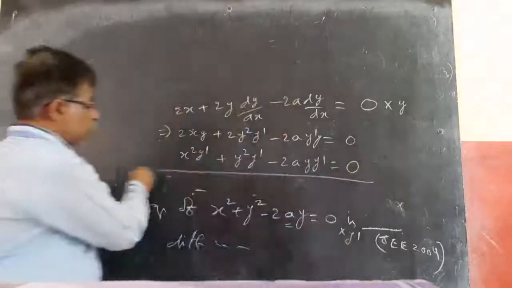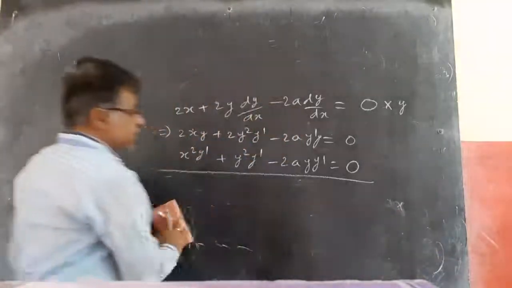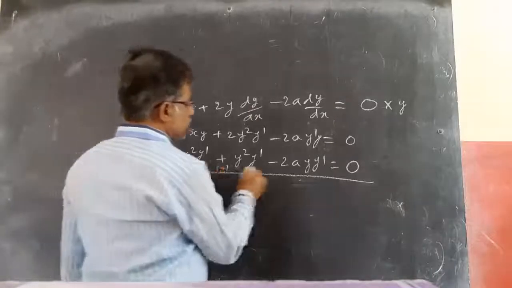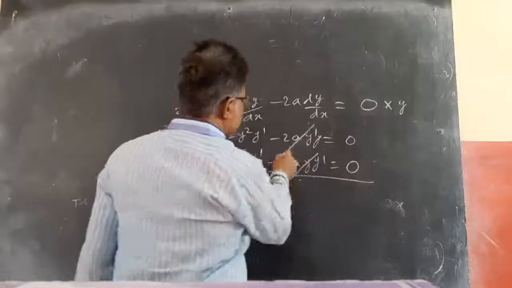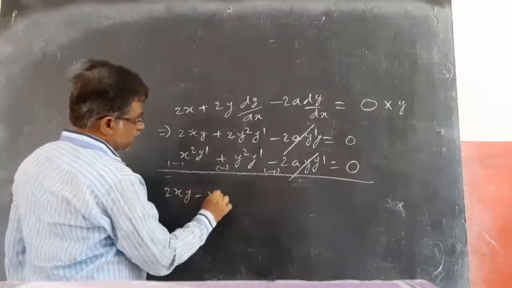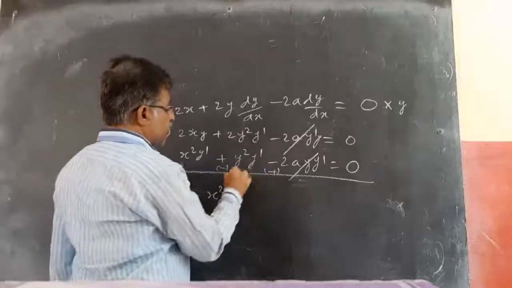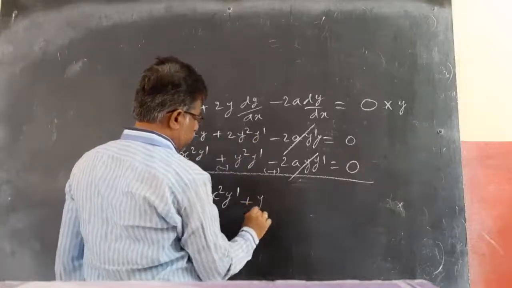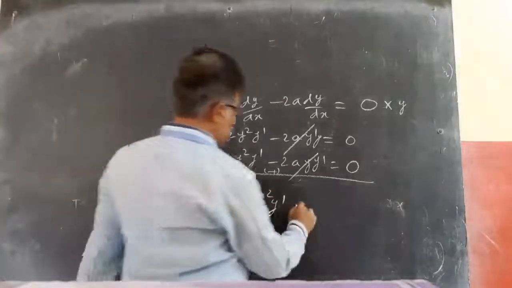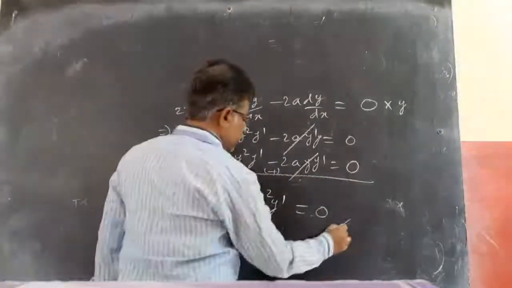So subtracting both, what do I get? Directly the differential equation I will get. Subtracting both, so that a will be eliminated. Minus, minus, plus, so these two get cancelled. Now this is 2xy minus x square y dash, and this is 2y square y dash minus y square y dash becomes y square y dash, equal to 0. So this is the differential equation which we need.